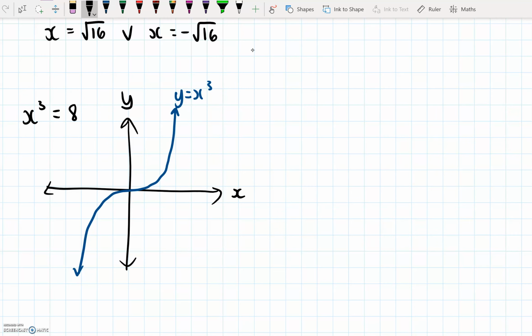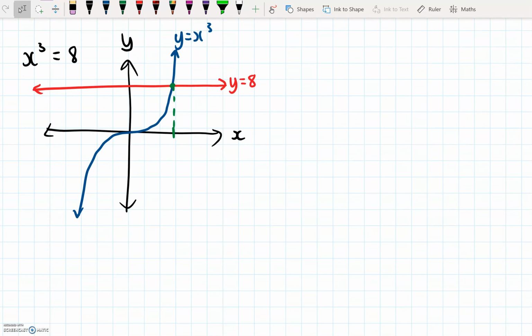All right, now we know that for y equals 8 we have just a horizontal line, y equals 8. And you should be able to see here that this time with our intersections, we only get one intersection point. So we know that x equals the cube root of 8, which equals 2. Let's look at a couple more.